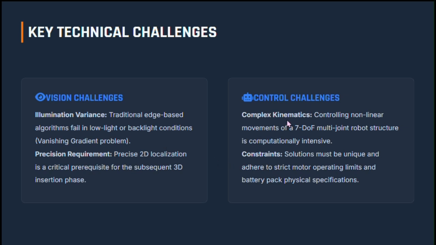Control challenges were complex kinematics. Controlling nonlinear movements of a 7DOF multiple joint robot structure is computationally intensive. So we made the solutions with several constraints.